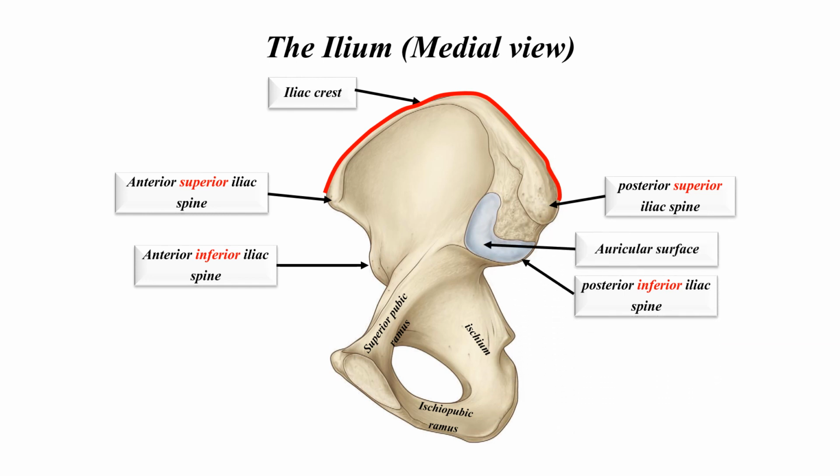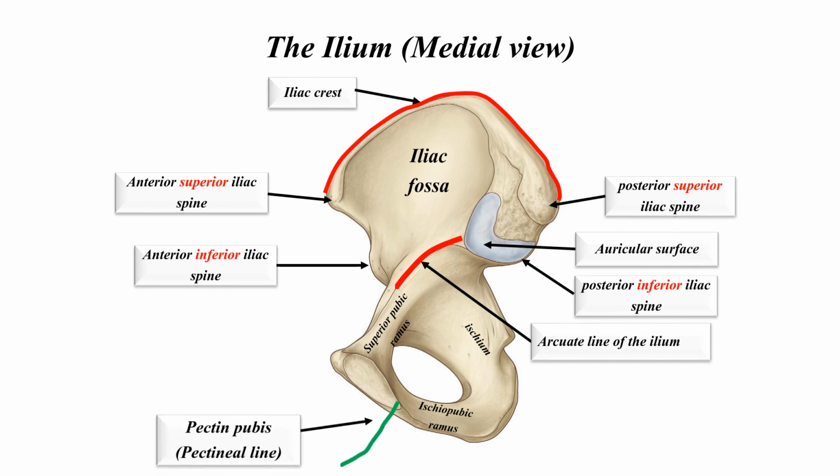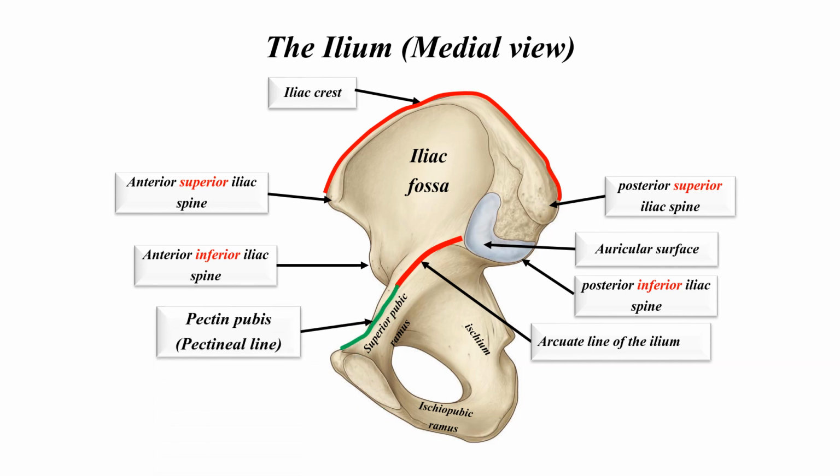This is the auricular surface of the ilium for articulation with the sacrum to form the sacroiliac joint. And this is the iliac fossa for the attachment of the iliacus muscle. This is the arcuate line of the ilium. It joins the pectineal line of the pubic bone to form the pelvic brim.